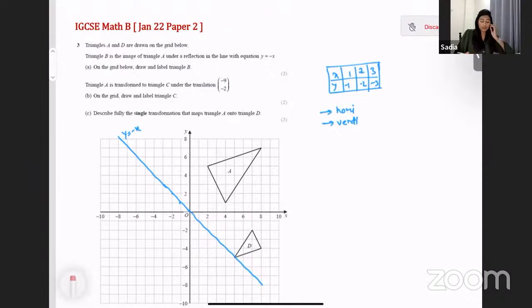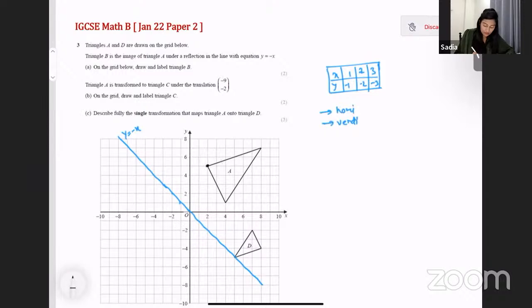You can draw, you can use a tracing paper, but then again, I will just show you the steps. So let's start with this. If I need to find the image of this point, we need to calculate the distance between this point and the line of reflection. So I will move horizontally first and then vertically.